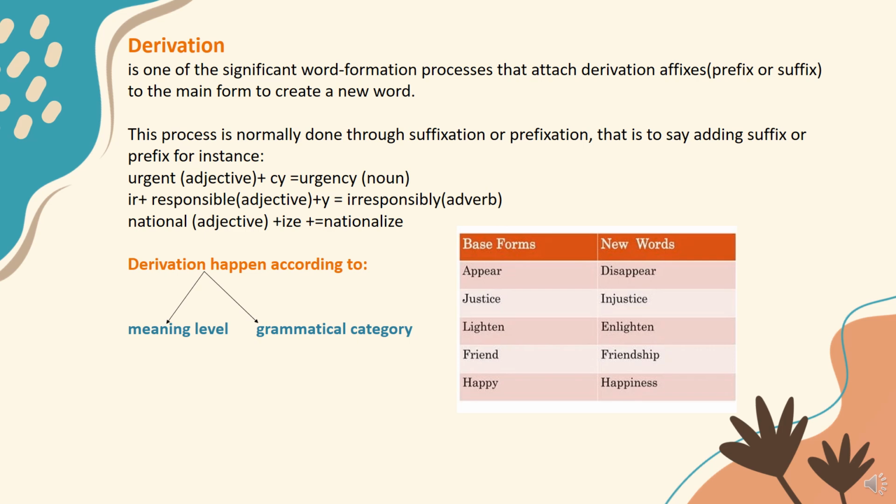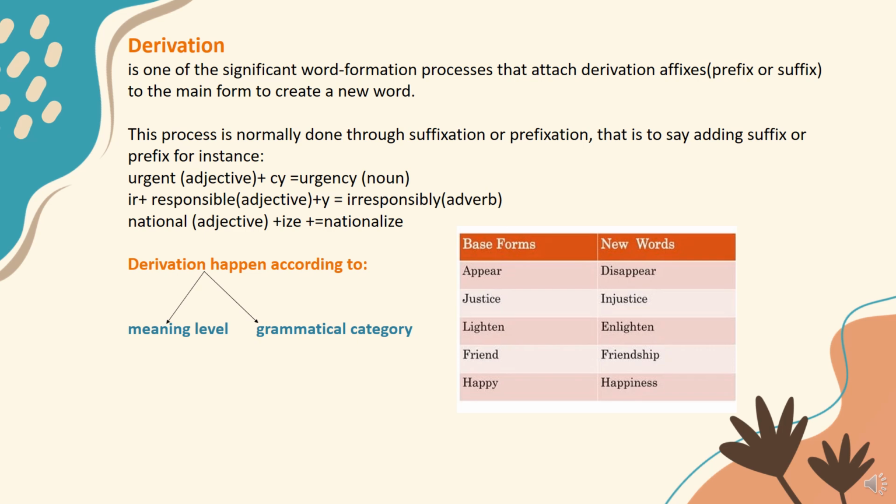Let's start with derivation. Derivation is one of the significant word formation processes that attach derivational affixes, prefix or suffix, to the main form to create a new word. Derivation is considered a general word formation process as it changes the word base by adding a prefix or suffix and totally changes the word. This process is normally done through suffixation or prefixation, as we mentioned. That is to say, adding a suffix or prefix.